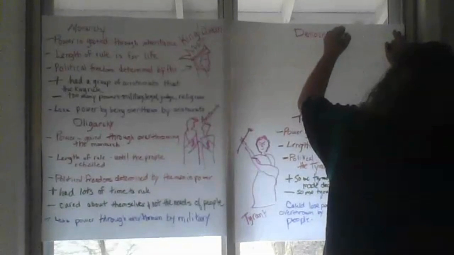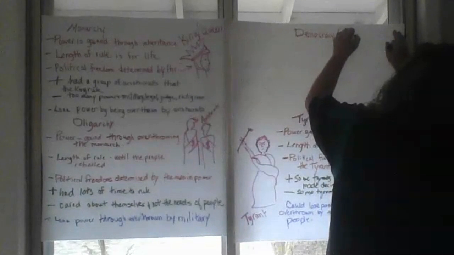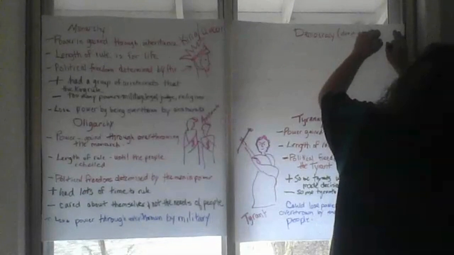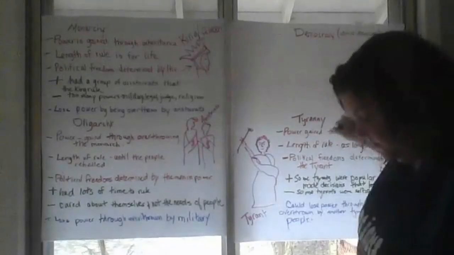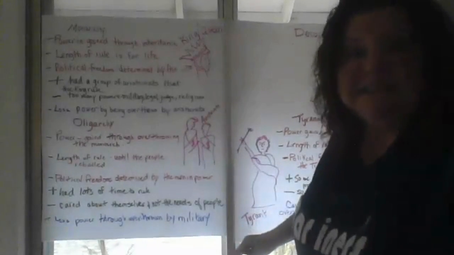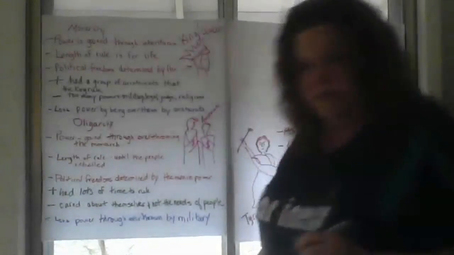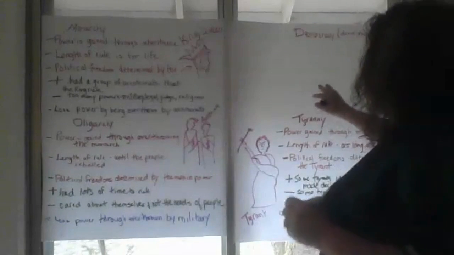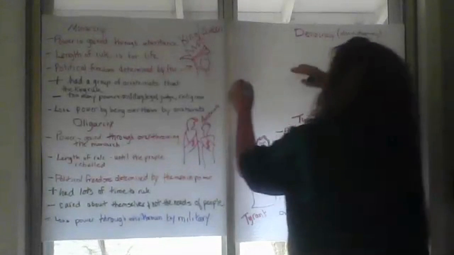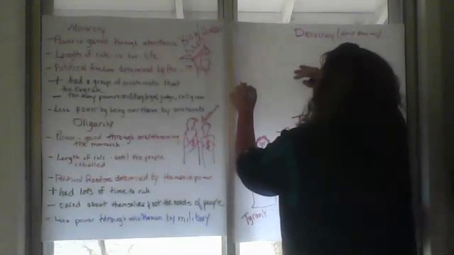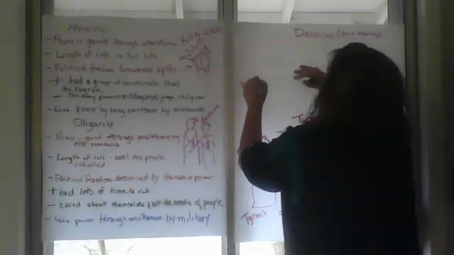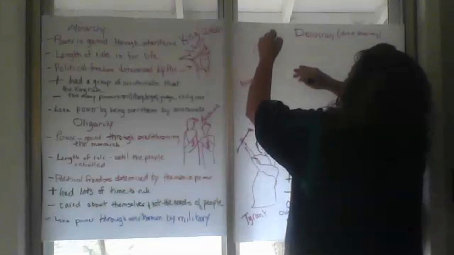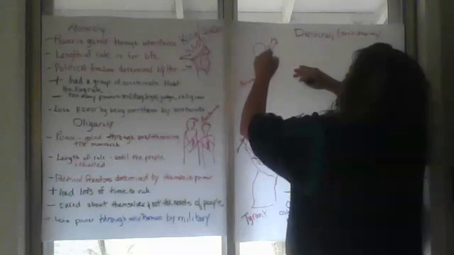This was actually a direct democracy. In our government, we have a representative democracy. But this was ruled by a group of people called the Assembly. They were voted. I'm not going to draw a bunch of people, but here are their hands. They're voting.